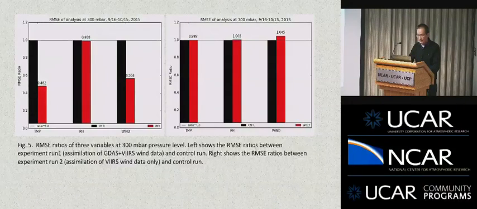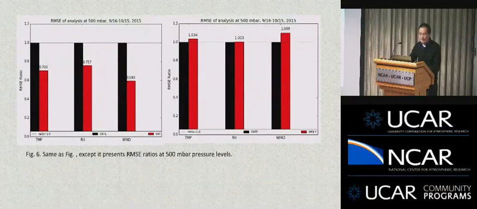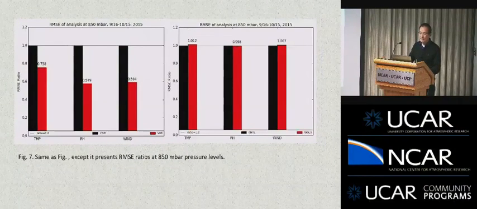This is the 300 level. Let me show you there. This is the 500 level, and this is the 850 millibar level. So for three variables in three pressure levels, they show the ratio is less than 1. This is for the experiment round 1.